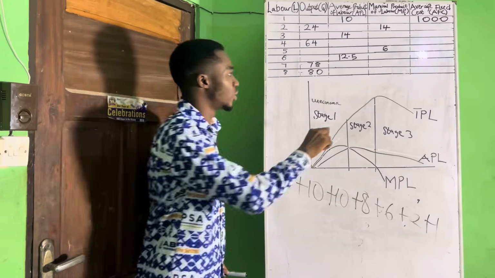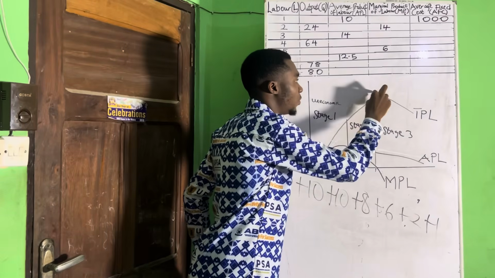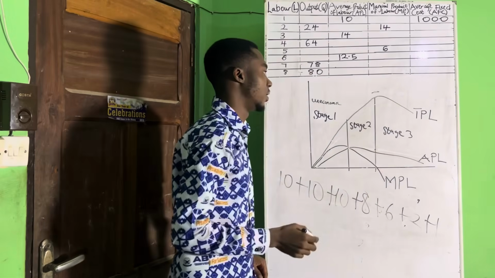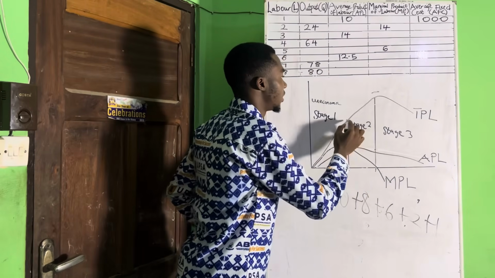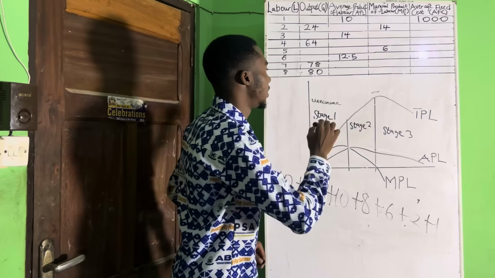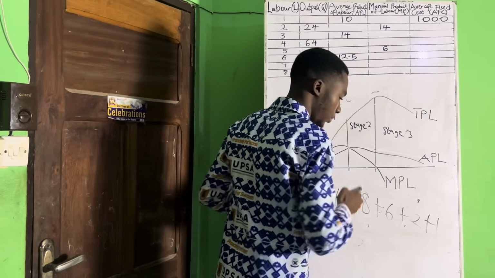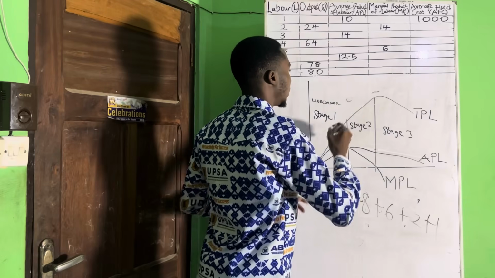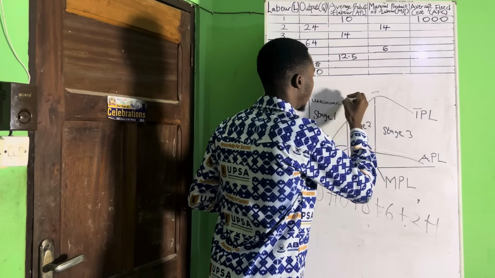So since the total product of labor rises and reaches its highest point, this is the highest point for total product of labor, and that is in stage 2. Since it reaches its highest point, then we say that it is economic.